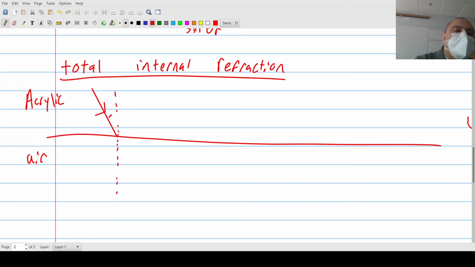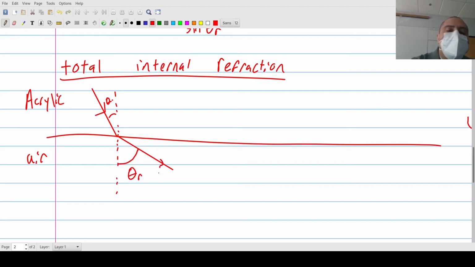So if this angle is theta incident, this angle down here, between the dotted line and here, is going to be theta refracted. And as the light goes from acrylic to air, it is going to bend this way, because we expect this angle, theta r, to be bigger.